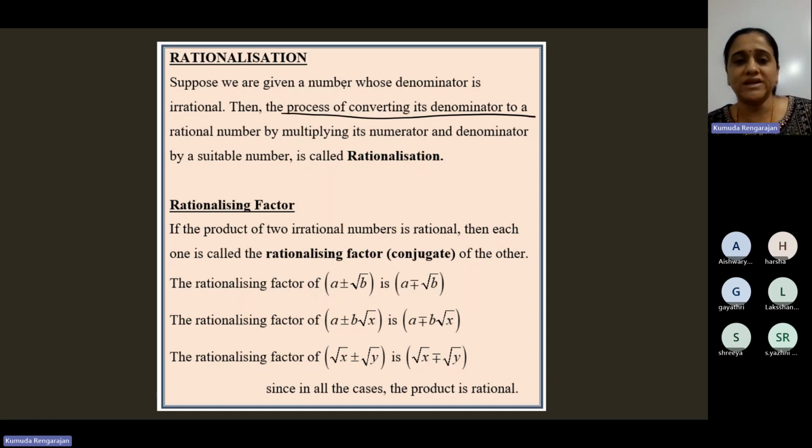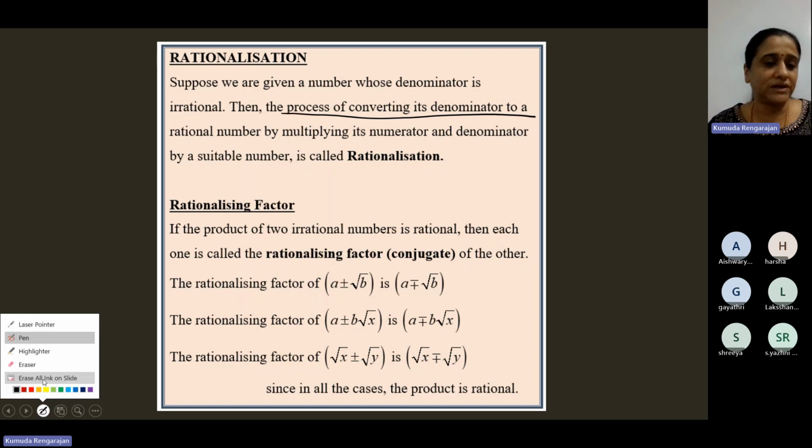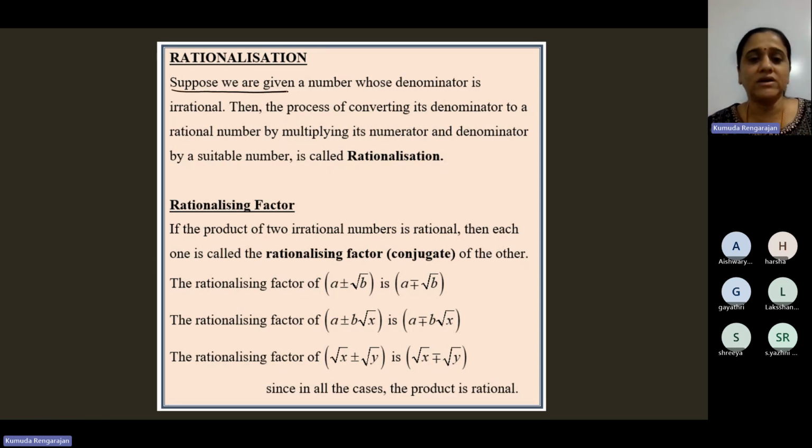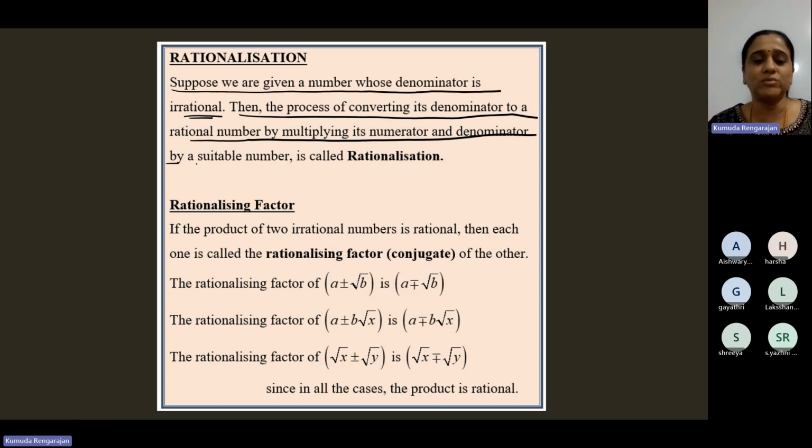Let me read from the beginning. Supposing we are given a number whose denominator is irrational, then the process of converting its denominator to a rational number by multiplying its numerator and denominator by a suitable number is called rationalization.